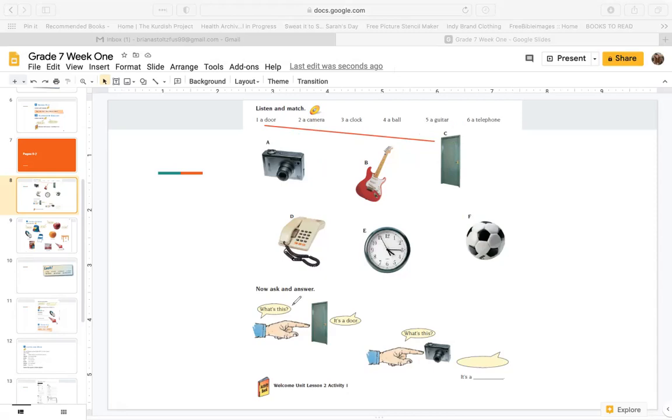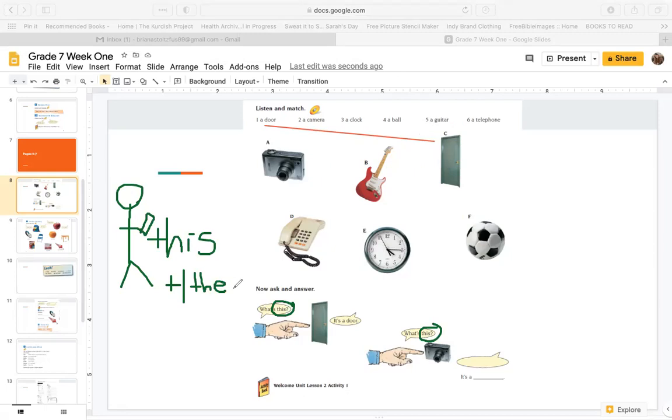Remember, we learned this. This is referring to something near. Okay, so if this is a person, they say this book. If there is more than one item, then we say these. These. What if it's an item that's far away?